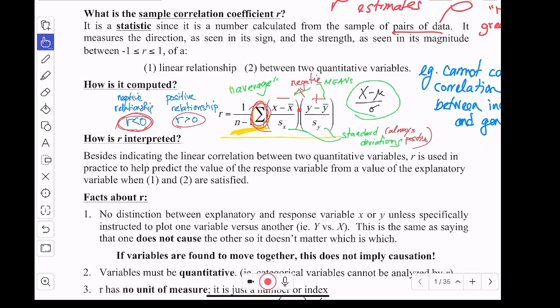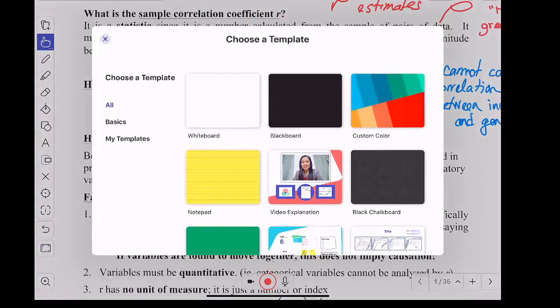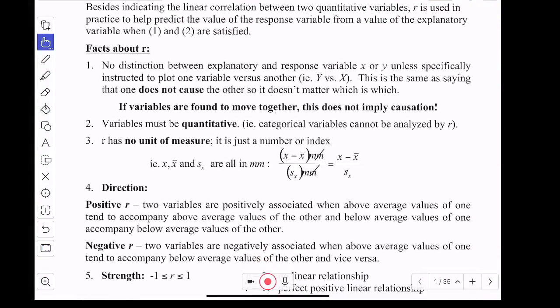So, how is r interpreted? Besides indicating the linear correlation between two quantitative variables, r is used in practice to help make predictions of the value of the response variable from a value of the explanatory variable. That's how we use r. So it's very important. Just some points about r that you need to know before we get into making calculations.